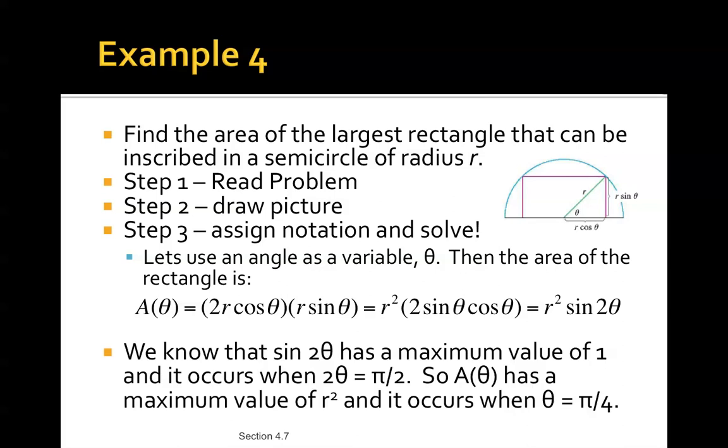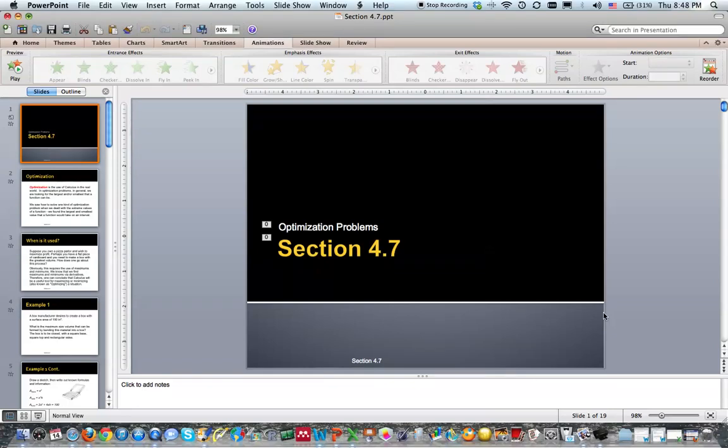So we know that sine 2 theta has a maximum value of 1, and it occurs when 2 theta equals pi over 2. So the area has a maximum value of r squared, and it occurs when theta equals pi over 4. And that is it.